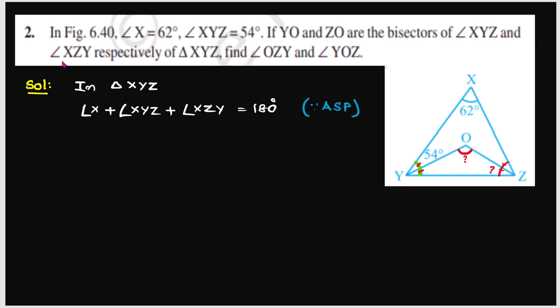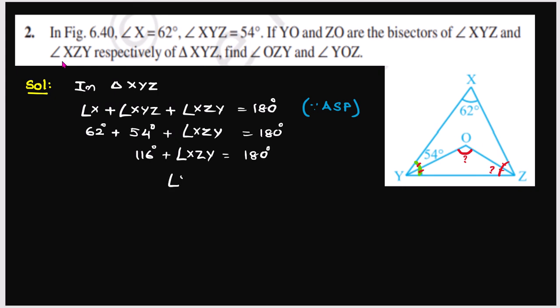Angle X is already given as 62 degrees, plus angle XYZ, this is 54 degrees, plus angle XZY, which we don't know. We write it as it is, equals 180 degrees. Here 62 plus 54 is 116. 116 degrees plus angle XZY equals 180 degrees.